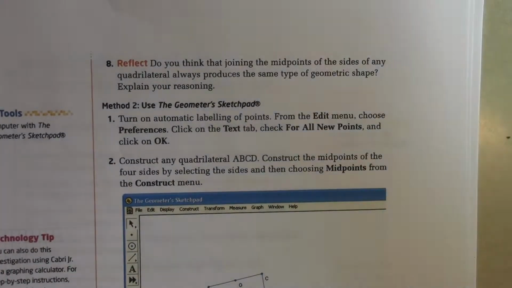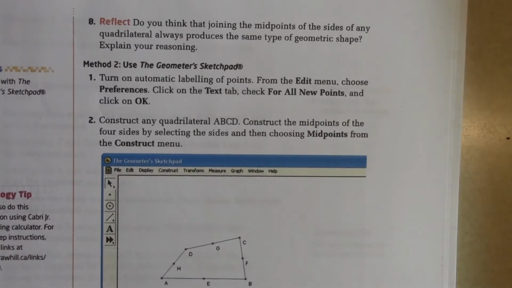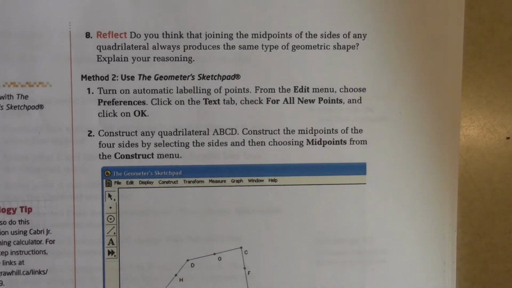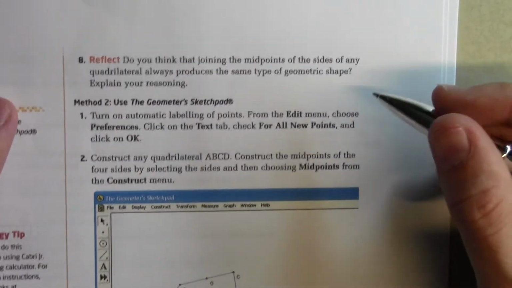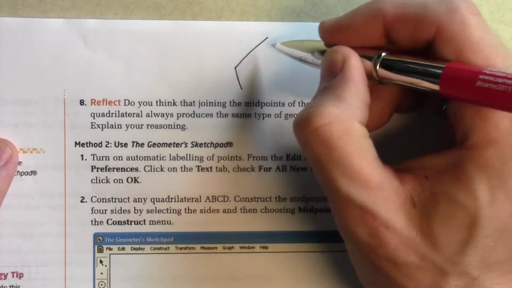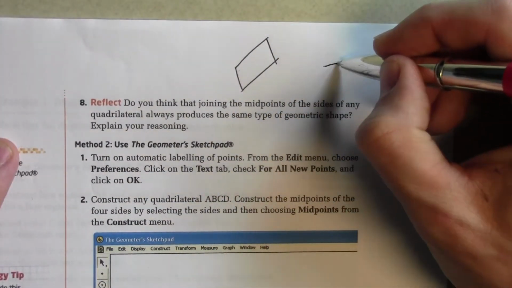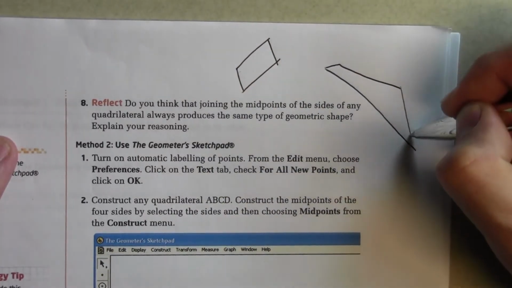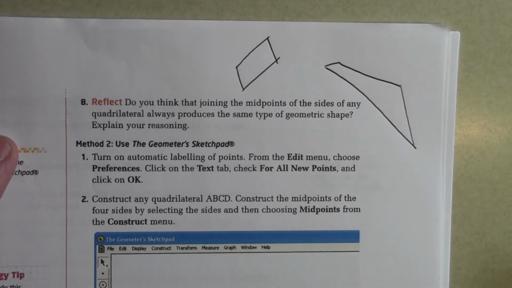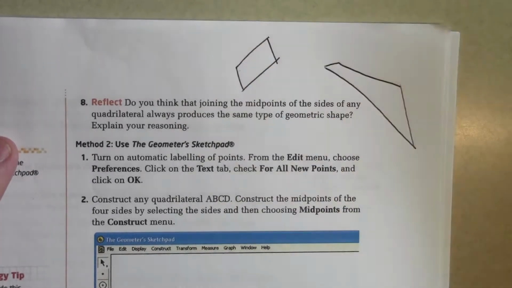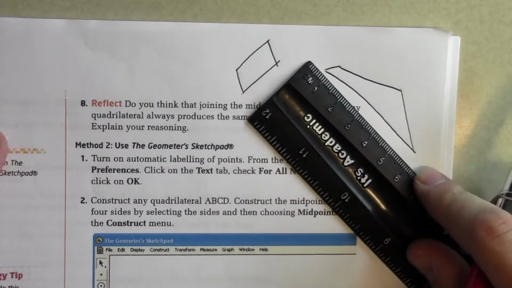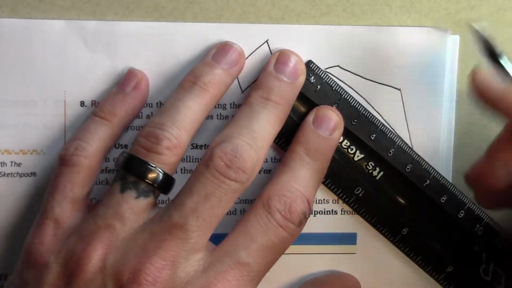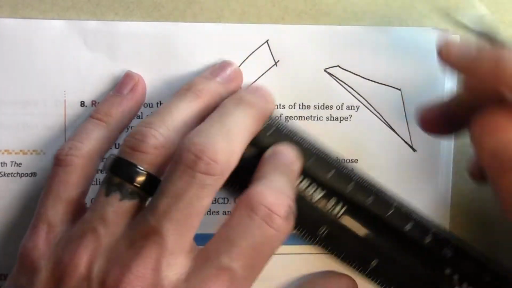Do you think that joining the midpoints of the sides of any quadrilateral always produces the same type of geometric shape? What do you guys think? Any quadrilateral. So quadrilateral, remember, is just a shape with 4 sides. I'll try to draw some different shapes here. One important part is that you have to make sure that your lines are straight, right? Otherwise, none of these properties will work. So this line would have to be not curved as I drew it. It would have to be like that.